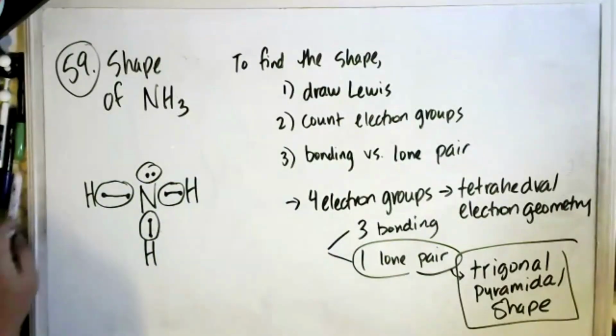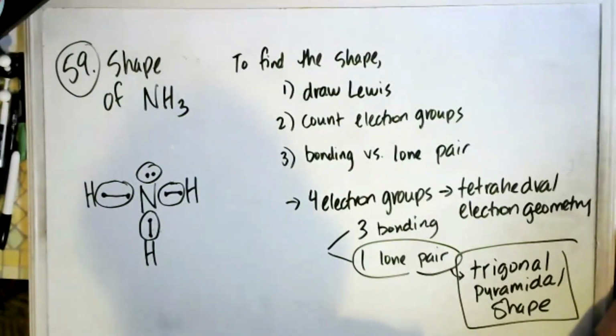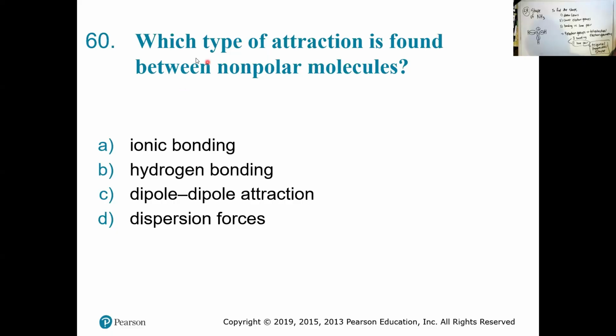And our last question is a pretty easy question on intermolecular forces. This question just says, which type of attraction is found between nonpolar molecules? Nonpolar molecules, there's only one option for intermolecular forces. It's going to be the weakest of the intermolecular forces, and that's going to be dispersion forces. Dispersion forces are the only type of intermolecular force that something that is nonpolar can have.